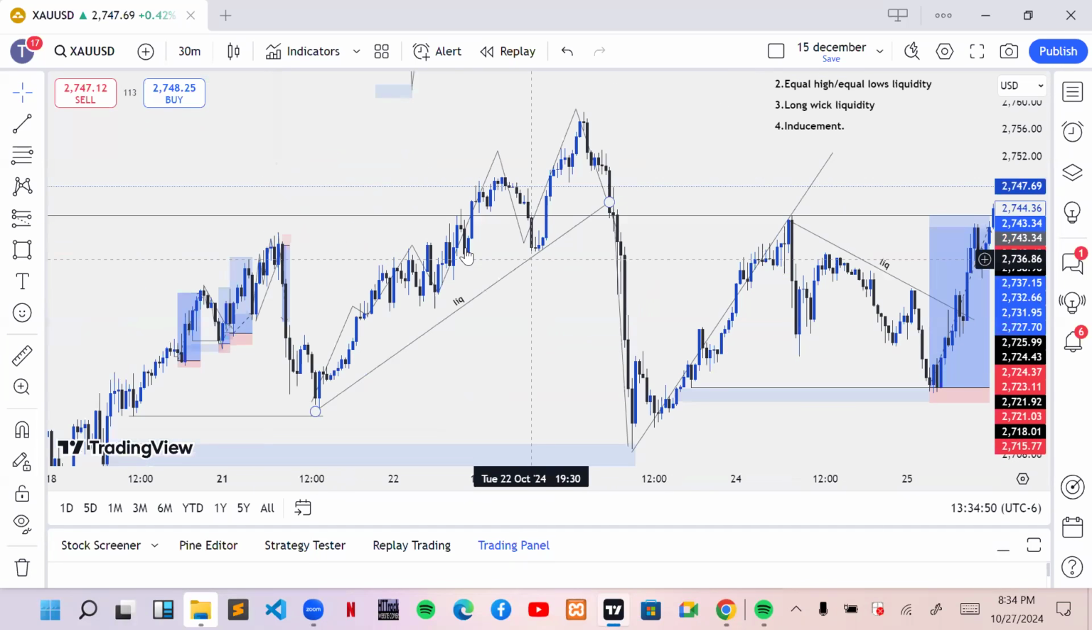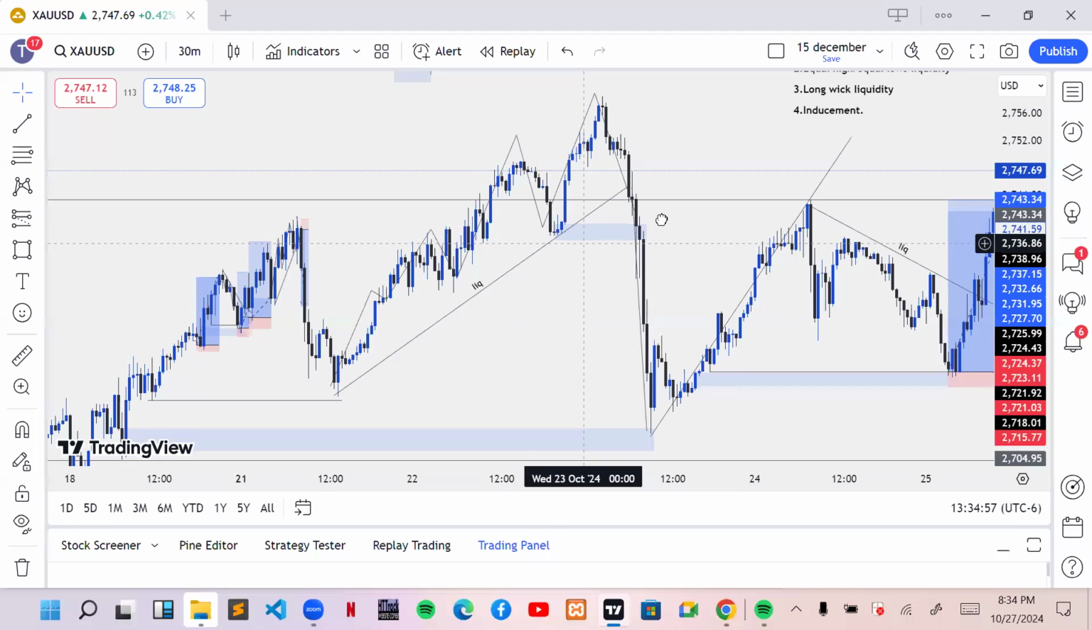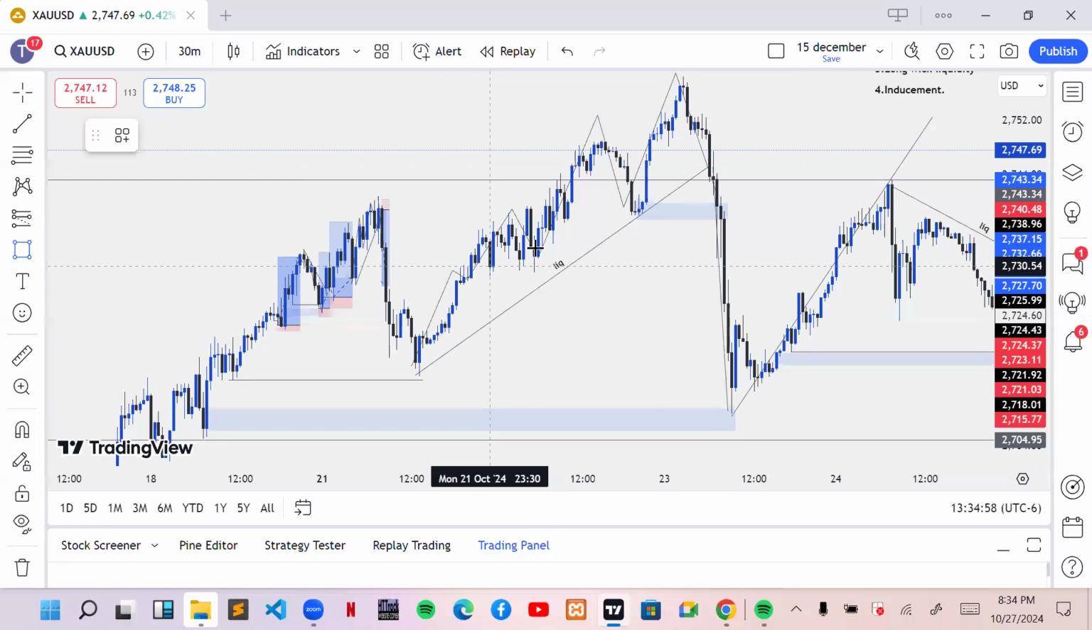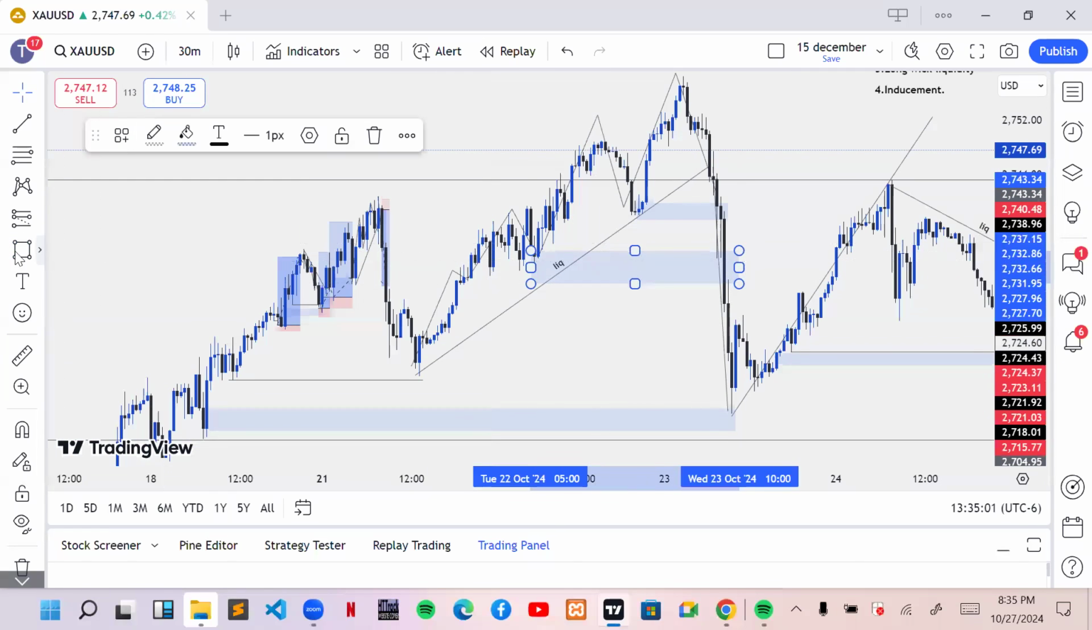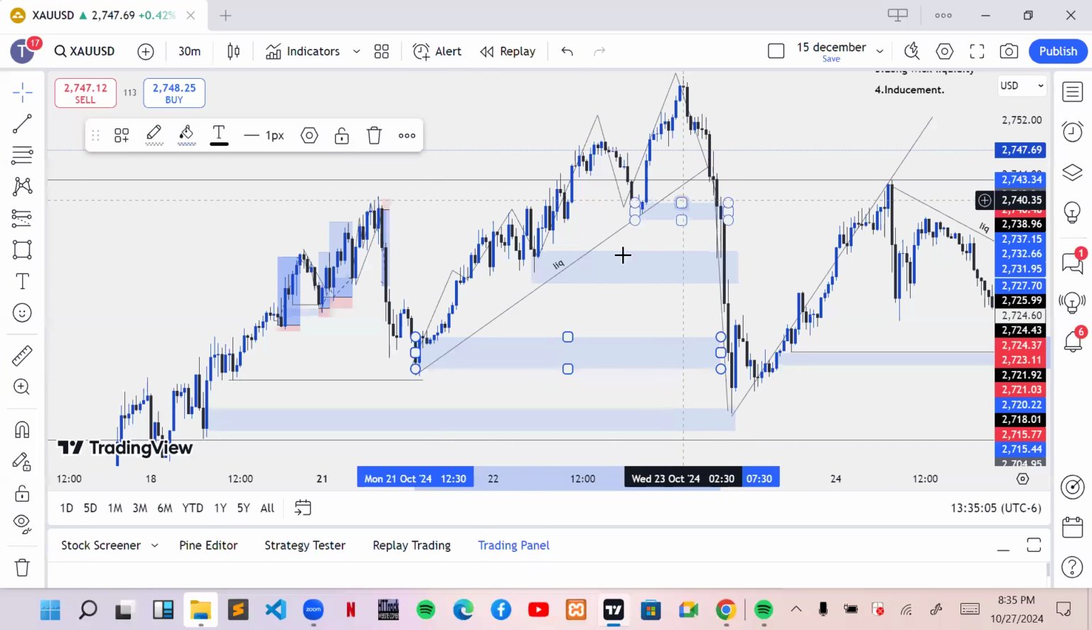Same as people looking for buys from this order block here. After this structure shift, they'll be taken out. People looking for buys from this order block here will be taken out. They will keep taking you out until what? Until the market clears the entire trend line.